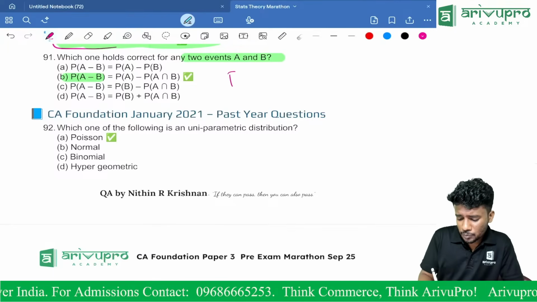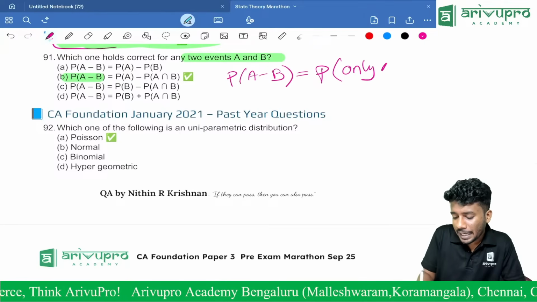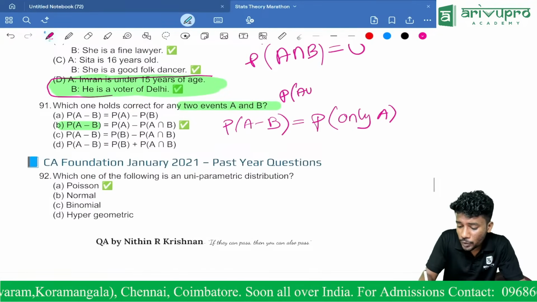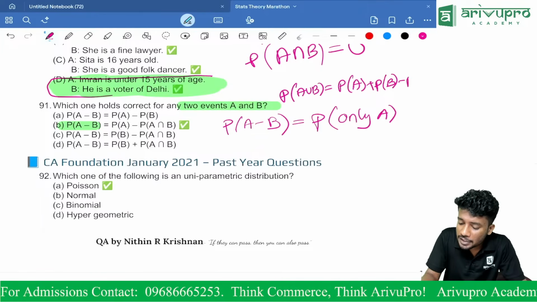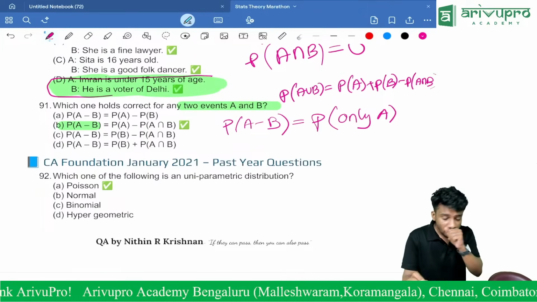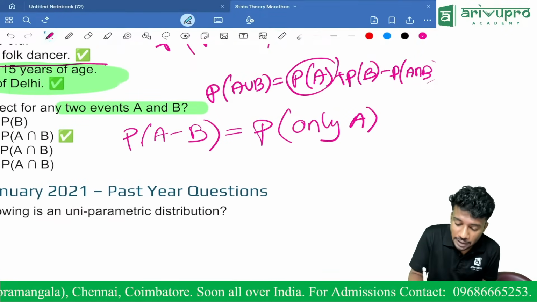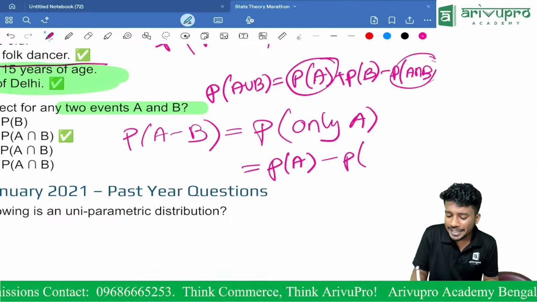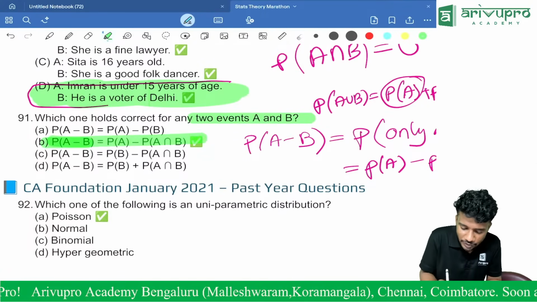P of A minus B can be written as, I told you, P of only A. When we are writing P of only A, we know the general formula. P of A union B is P of A plus P of B minus P of A intersection B. Now when we are considering only A, we will only include terms containing A: P of A minus P of A intersection B. So option B is your answer.